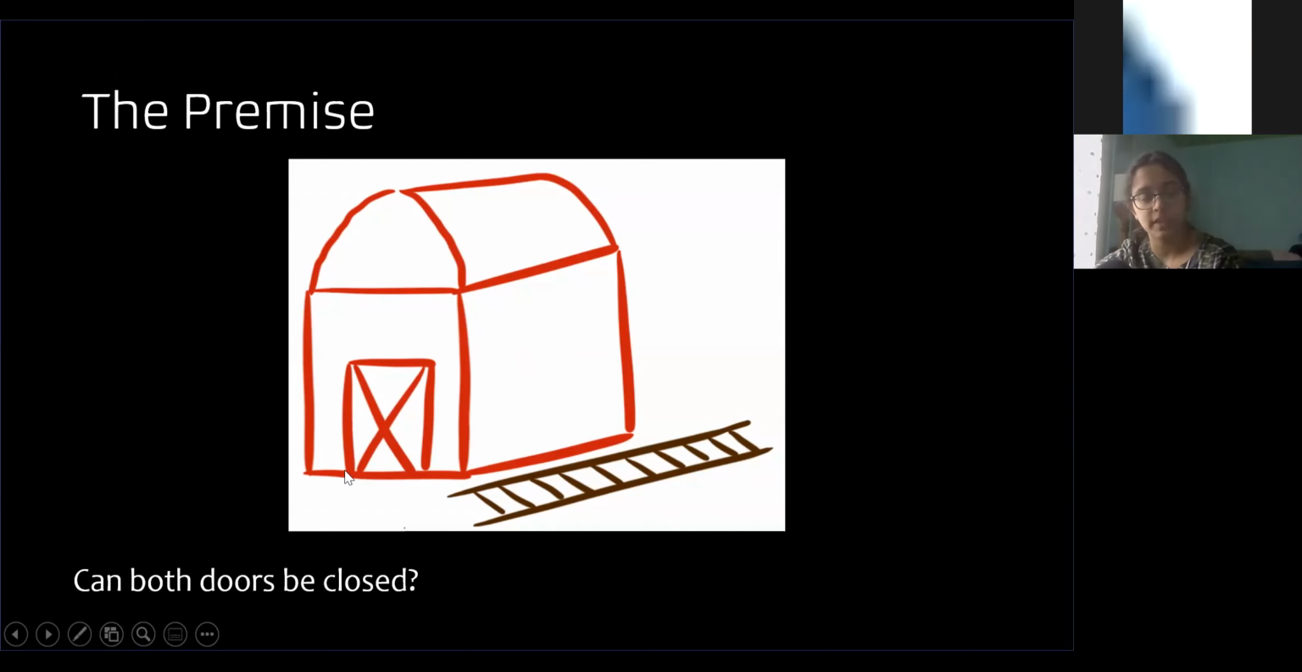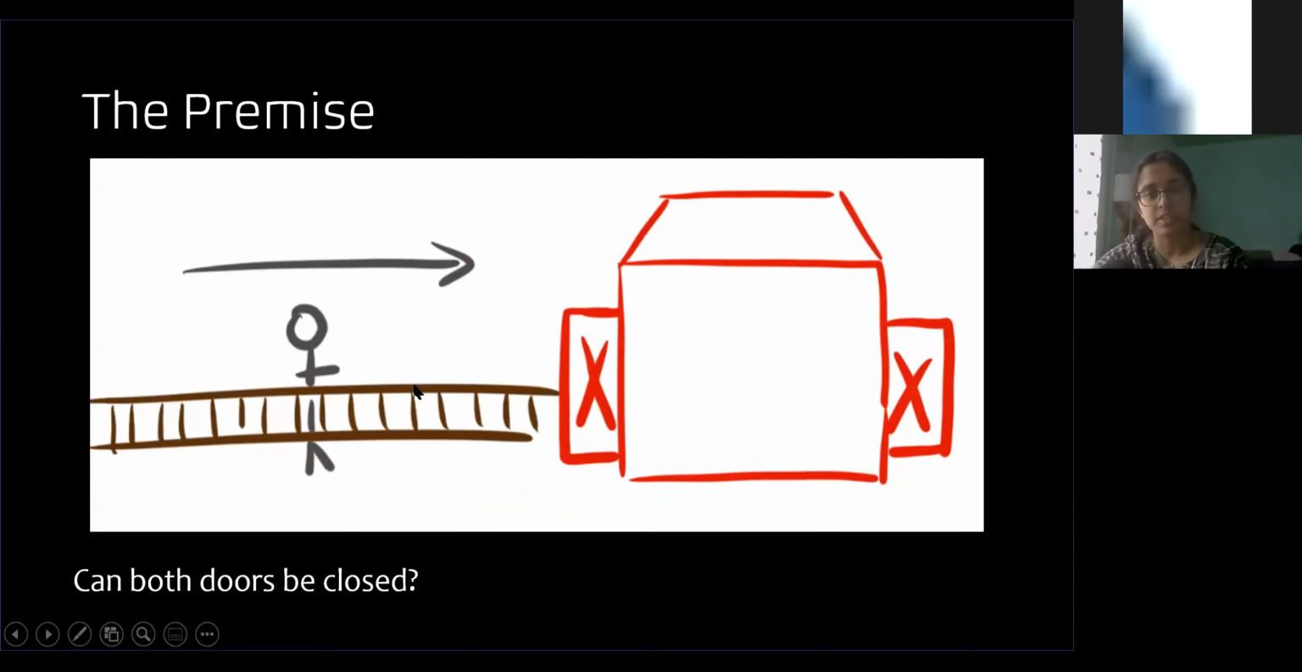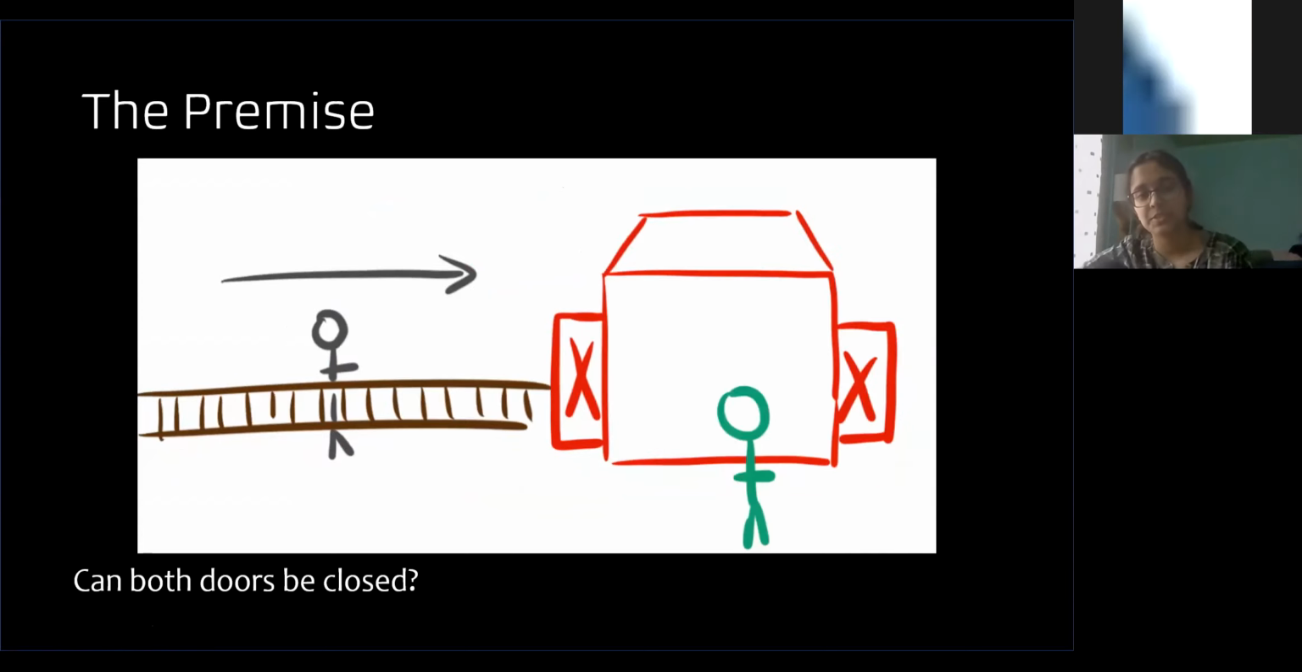This barn has a door on this end and also a door on the back end. However, what happens when you try to run through this barn at near light speed? And if you'll just indulge me for a moment, these are supposed to represent the doors being open. I'm not a very good artist. Additionally, we're going to have an outside observer right here. And what he's going to try to do is close the doors as soon as you're inside this barn. So the question is now, can both doors be closed? Will you ever be inside the barn?